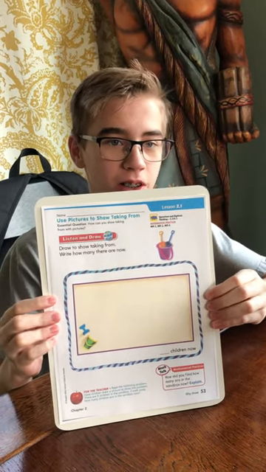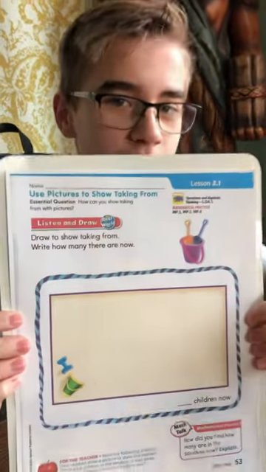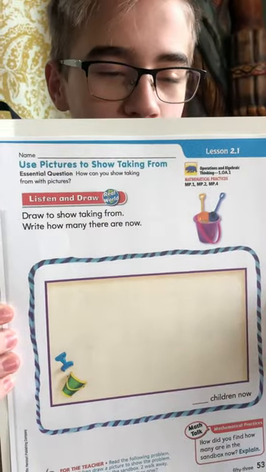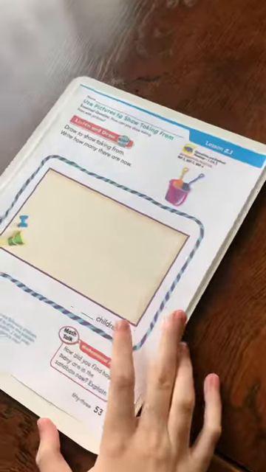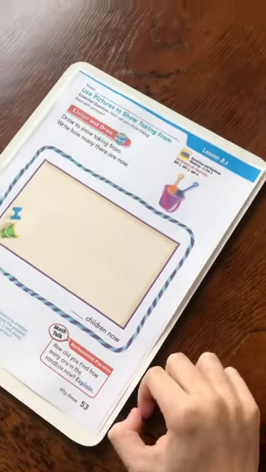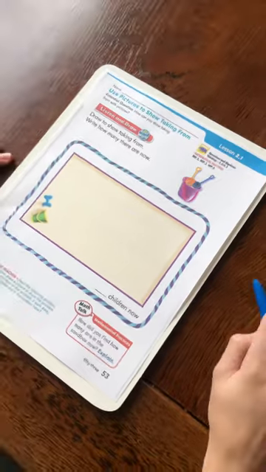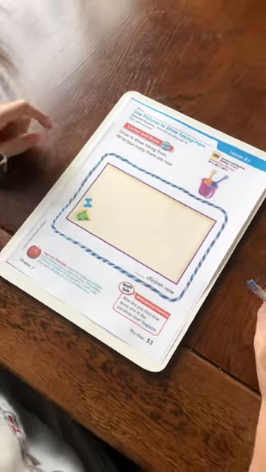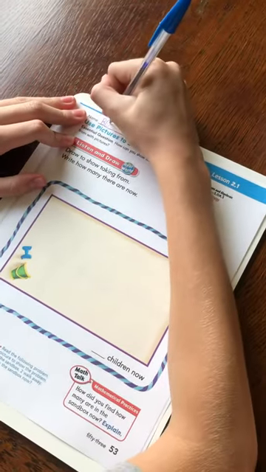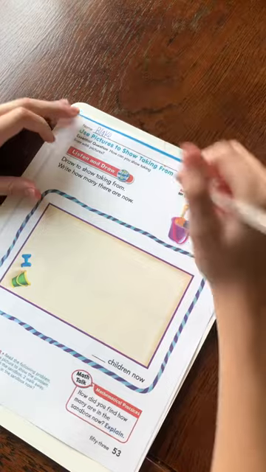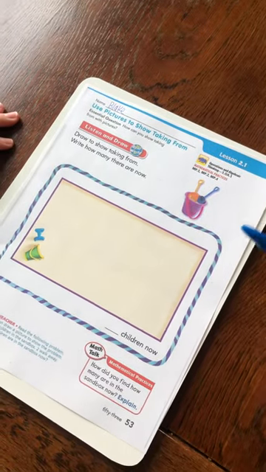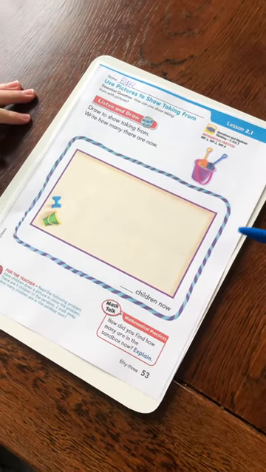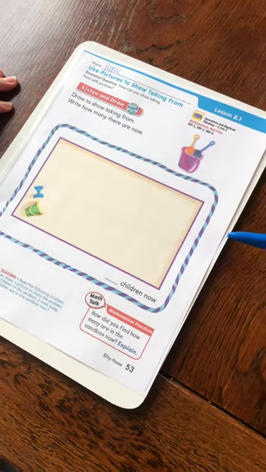Today we're going to be doing lesson 2.1, using pictures to take away from. The central question is, how can you show taking from with pictures? And the direction, the first thing actually I'm going to do is write my name. And the directions say, draw to show taking from and write how many there are now.